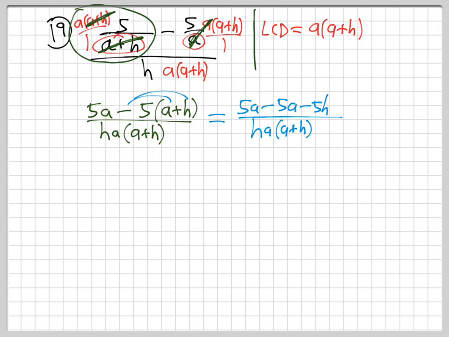No, I need to combine like terms still in the top. See how the 5A minus 5A is going to cancel? So what are we left with? Let me change colors for clarity here. We're left with minus 5H over H, A plus H. My A's always look like 9s. So we good to there?